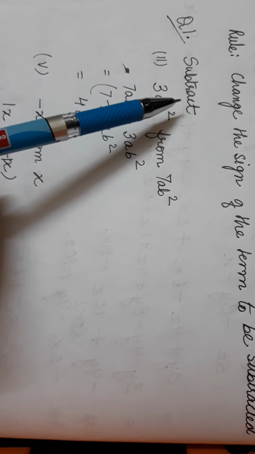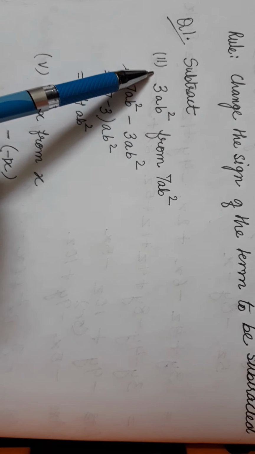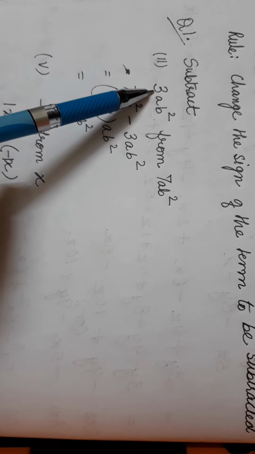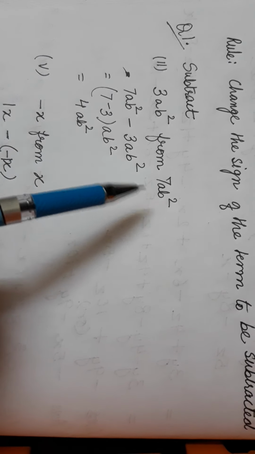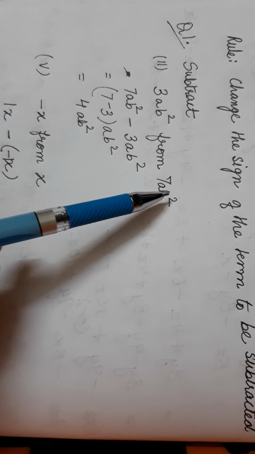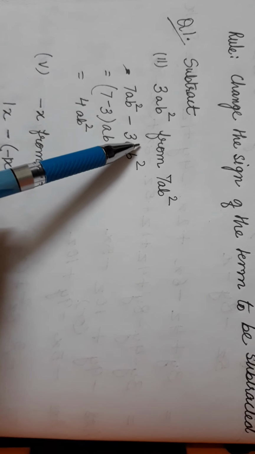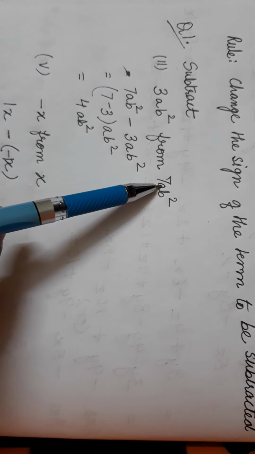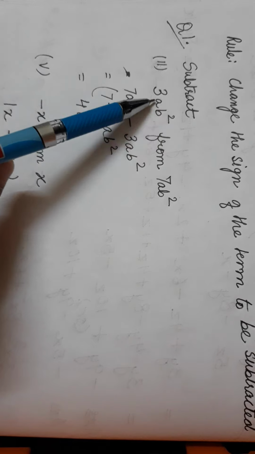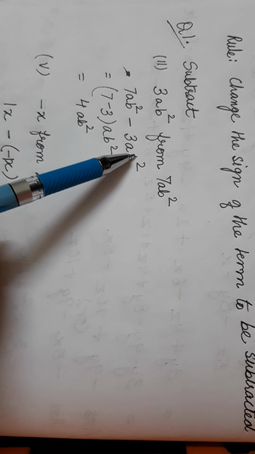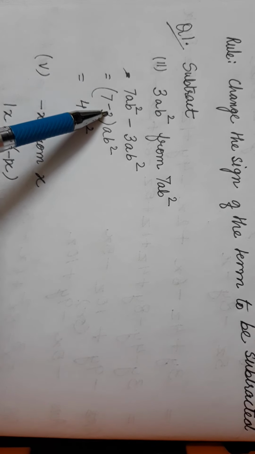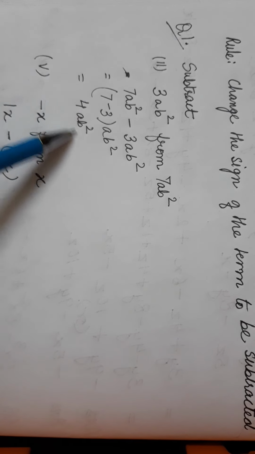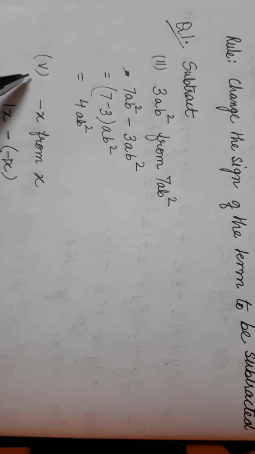Question number 1. I have taken sub number 2. Here the question is 3ab square to be subtracted from 7ab square. So we place the numbers according to the question: 7ab square minus 3ab square. We bring the numerals 7 and 3, subtract, get 4, and we get the answer.